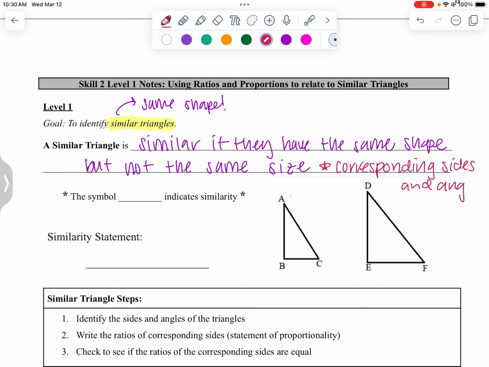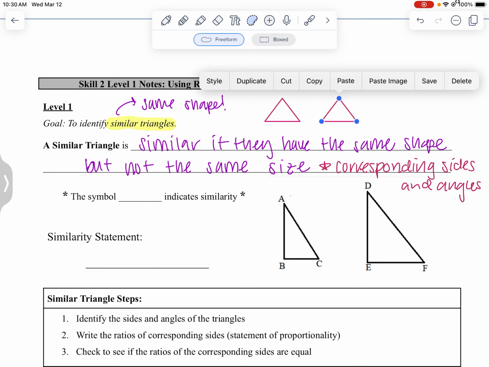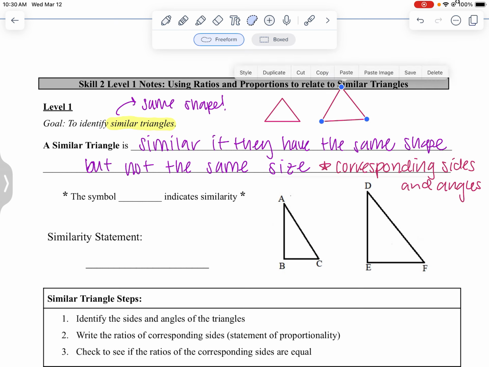and angles. Okay, so let's just say I have this little triangle over here. I'm going to copy it, whereas you might have to draw it out. But I'm just going to draw the same exact thing, just a little bit bigger. Obviously, they are both triangles. They are both the same shape, but not the same size.